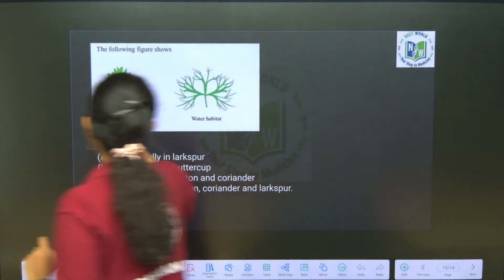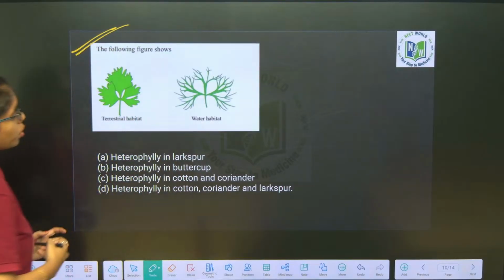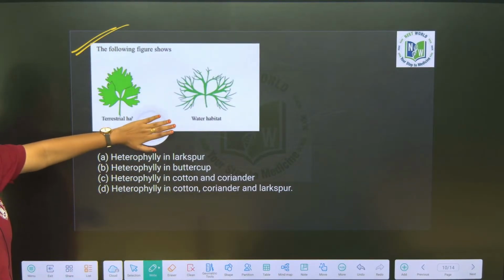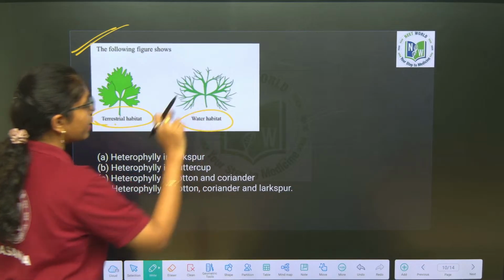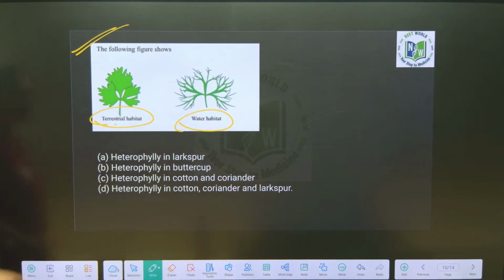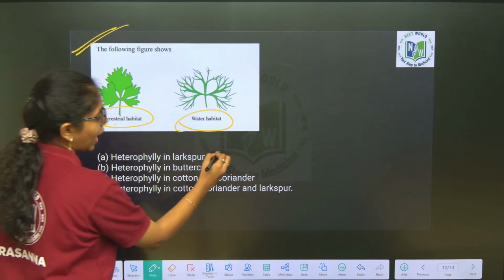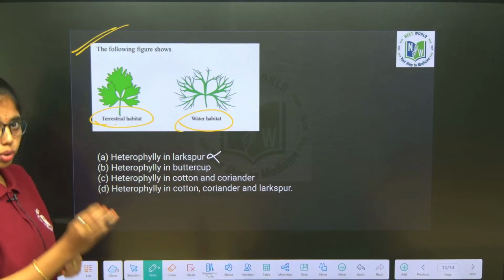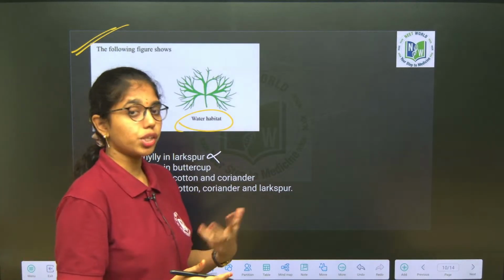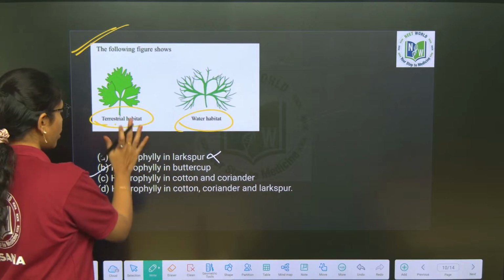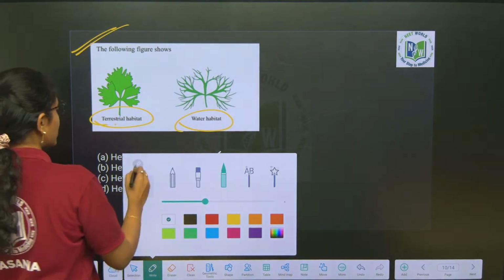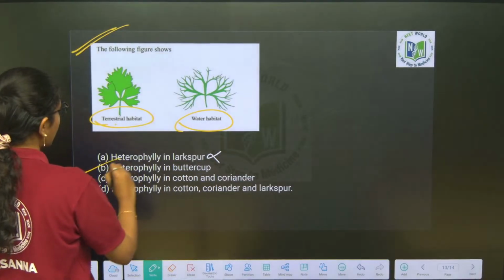Next, the following figure will show the environmental plasticity in terrestrial habitat and in the water habitat. Here you look into the following figure will show heterophily in larkspur. No, in larkspur there is no habitual plasticity or heterophily. Heterophily in buttercup, yes. So here option B is right. So this is showing heterophily in buttercup.